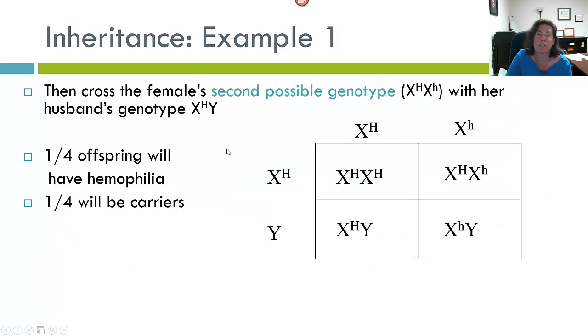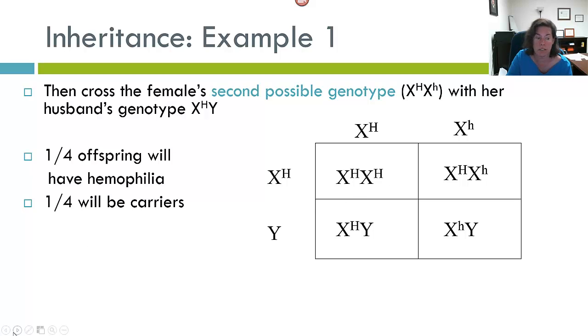But then we cross the female's second genotype, where she's a carrier, with her husband's genotype. And then we note that 1 out of 4 offspring, her son right here, will have hemophilia, and 1 out of 4 will be a carrier, this daughter right here. So does that mean 50% of all sons and 50% of all daughters will have hemophilia and or be carriers?